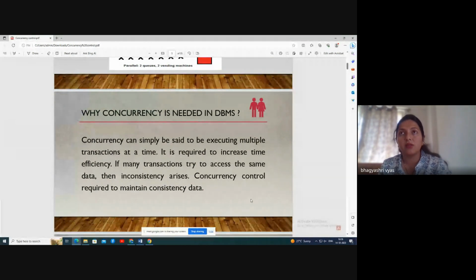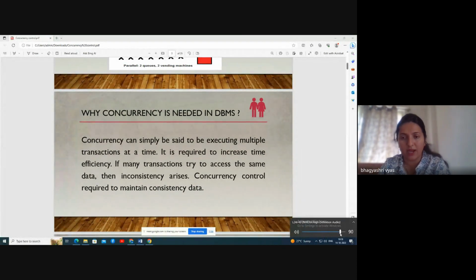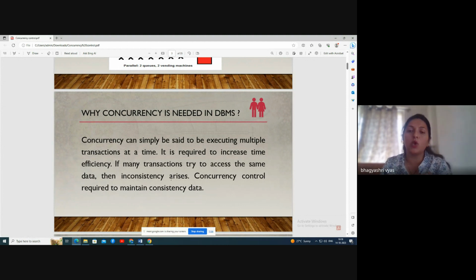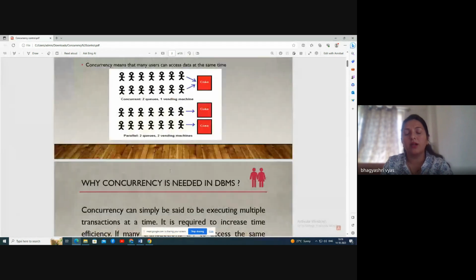Suppose we talk about Pizza Hut. Whenever we go and order pizza, we have different vendors, like Pizza Hut is there. And if we want to order dessert, we will go into a different line, right? So these real-time things we need to implement in the database.